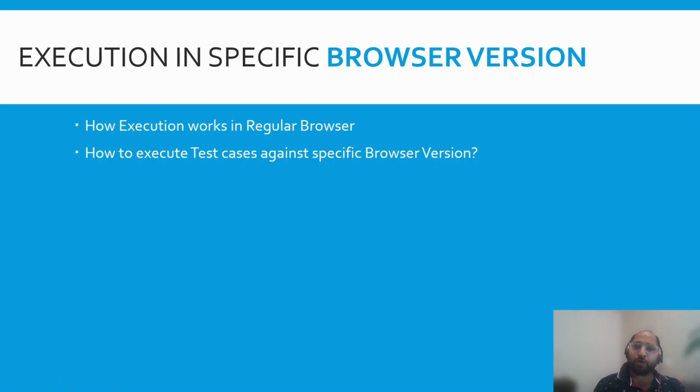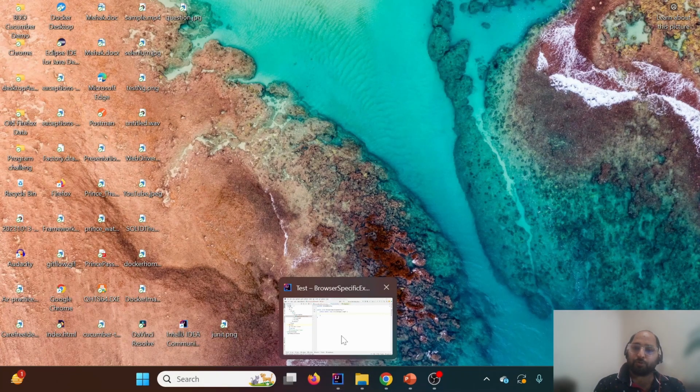Today we are going to talk about a very interesting topic, that is how to execute our test cases against a specific browser version. By default, when we execute our test cases, we execute them against the browser installed in our system. But sometimes there is a need to execute our test cases against a specific browser version. So this is what we'll be covering today. We will first cover how regular execution works, and then how we can execute our test cases against a specific browser version. Okay, so without further delay, let me jump onto the code side.